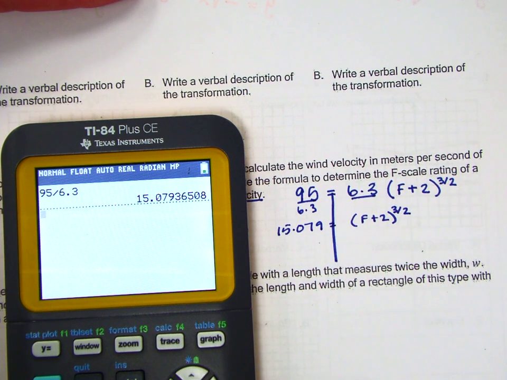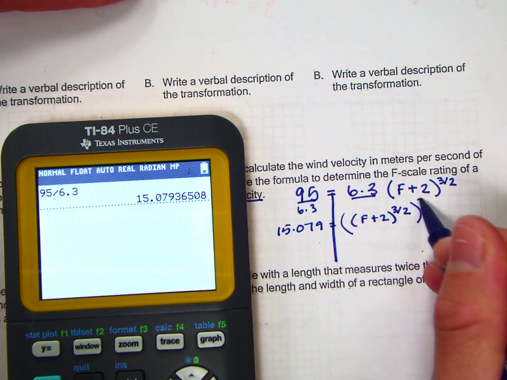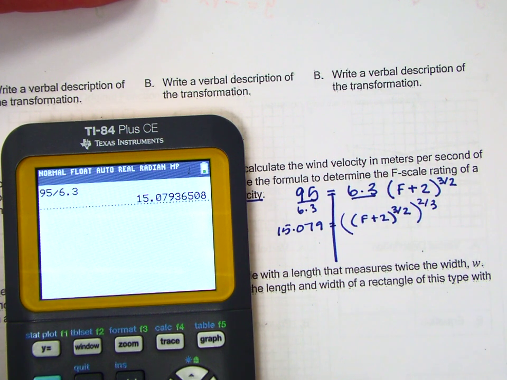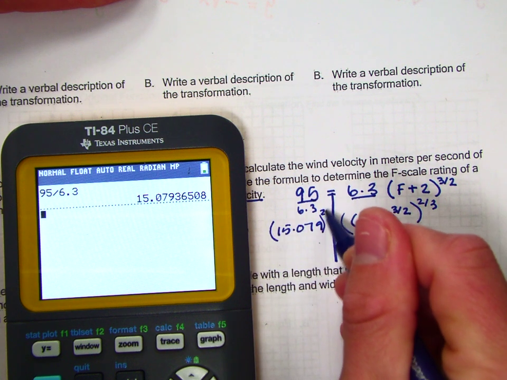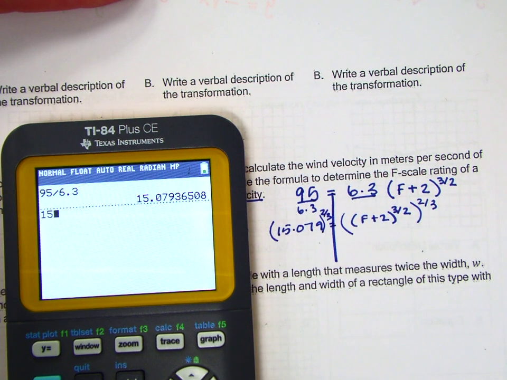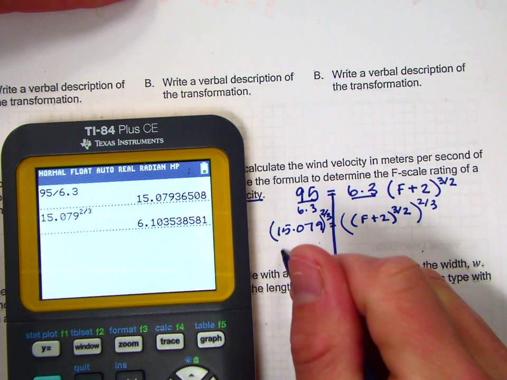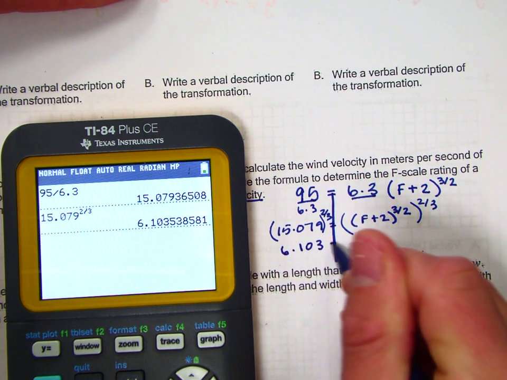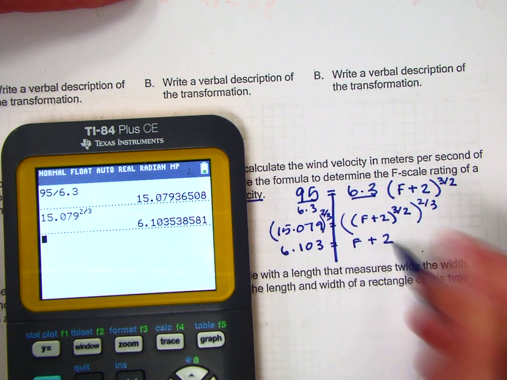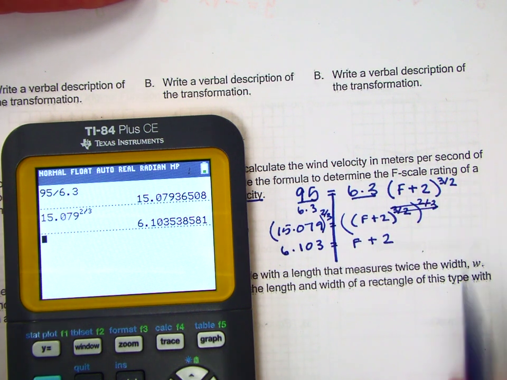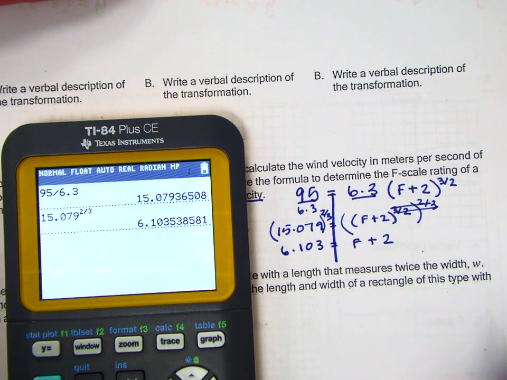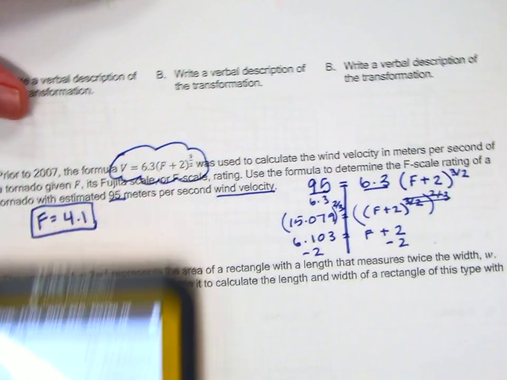All right, then I'm going to get rid of the exponent. So to get rid of the 3/2, I'm going to raise it to the 2/3. You raise it to the reciprocal. Now it is an exponent, so 15.079, and you're going to raise it to the 2/3. And I get 6.103. So over here, that all is going to go away. And I'm just left with the F plus 2, and then the last step, minus 2, and I still get 4.1.